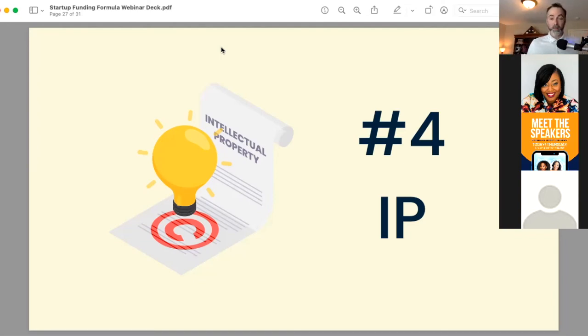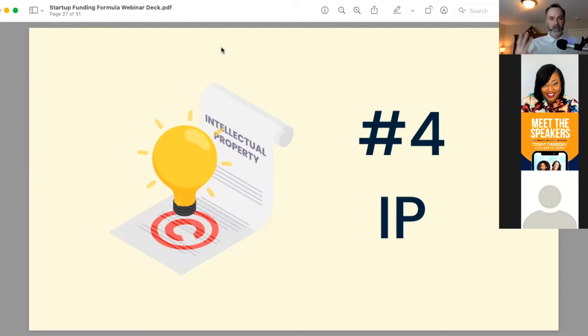And that's just a great way to get started with an investor. So intellectual property. I mentioned copyrights and trademarks. They're less impressive because it's not that hard to get those things. Copyrights are usually on music or software, things like that. And trademarks, you've seen the TM on a logo or something like that.